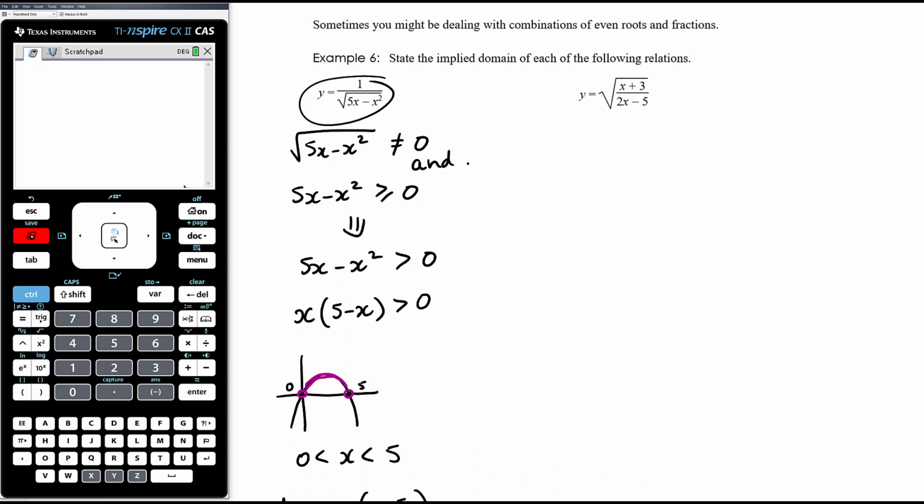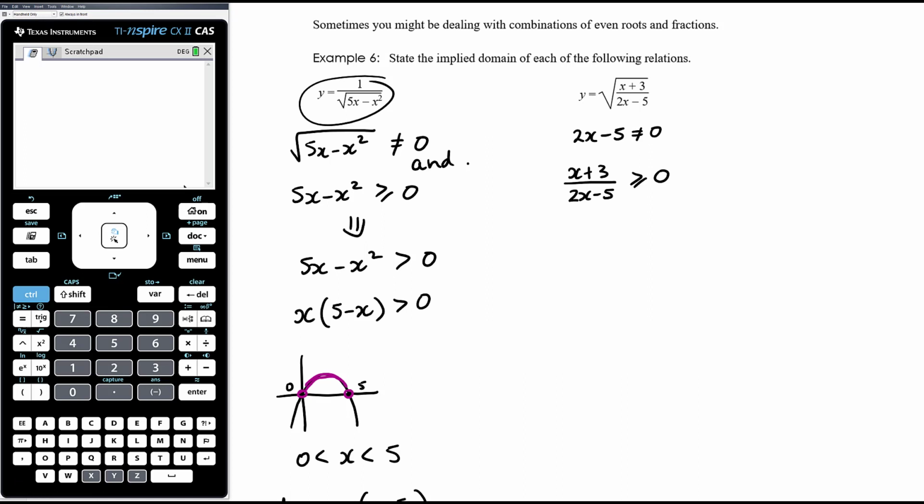Okay, so we've got the square root of x plus 3 over 2x minus 5. Alright, so we need the denominator can't be 0. So we know that 2x minus 5 cannot equal 0. That's the first thing. We also need the whole fraction to be bigger than or equal to 0. Okay, so we need x plus 3 over 2x minus 5 to be bigger than or equal to 0.